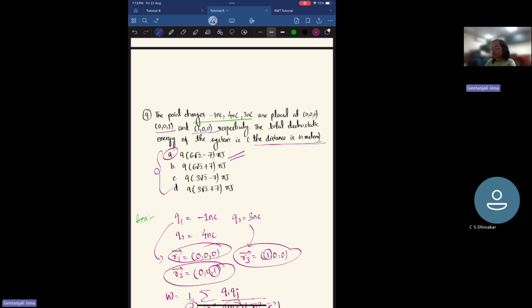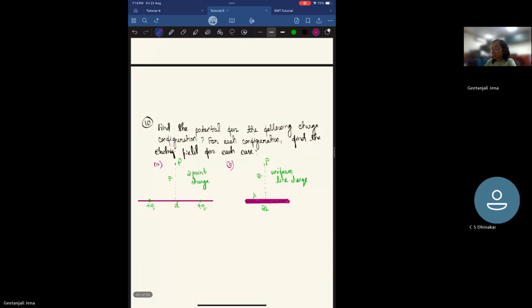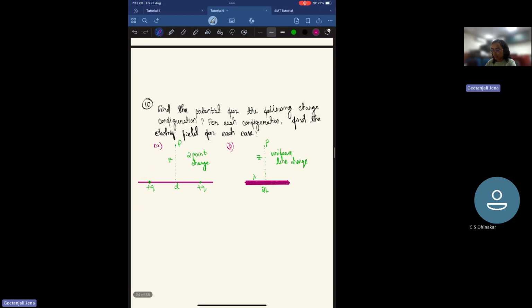Okay, so let us move to our next problem. Next problem, it's an easier one. First, I think for the first case, you can easily guess what will be the potential at the point P due to two discrete charges, plus Q and plus Q. These are separated by a distance d. So this is one of the ways of finding the electric field when you know the potential.